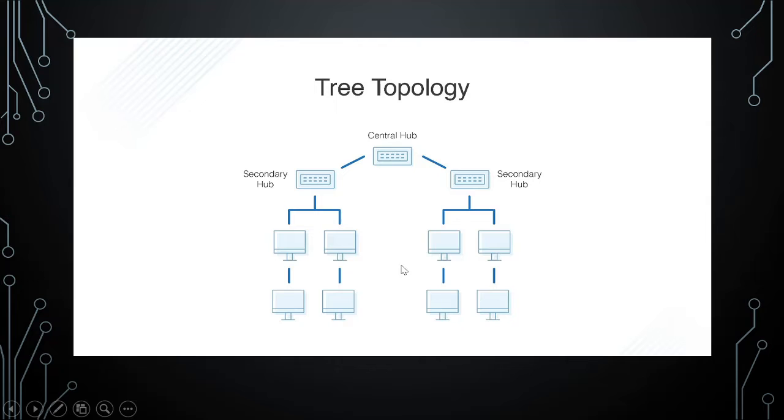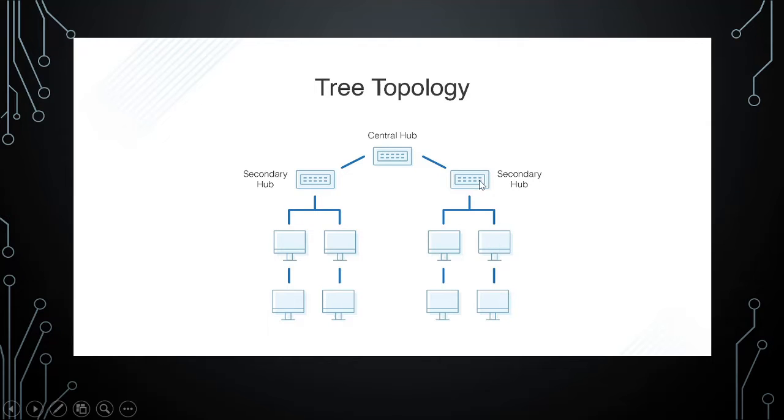So this is the image of our tree topology. For example, this is our college, the College of Industrial Technology, and this one is the College of Arts and Sciences. All the computers of the College of Industrial Technology are connected to one switch hub, and also all the computers of the College of Arts and Sciences are connected to one switch hub, and these two switch hubs are connected to a central hub. So this is called a tree topology.